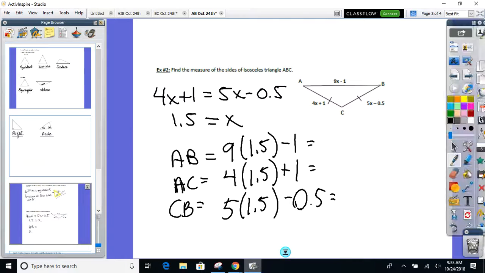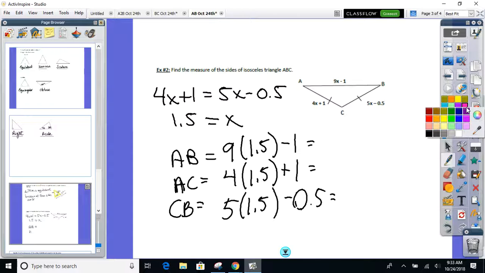When you're ready, what'd you find the values of those sides? AB is 12.5. AB, 12 and a half. Got it. AC is 7, and I'm still working on CB. Okay, let me know when you're ready. Yes, 7. Okay.